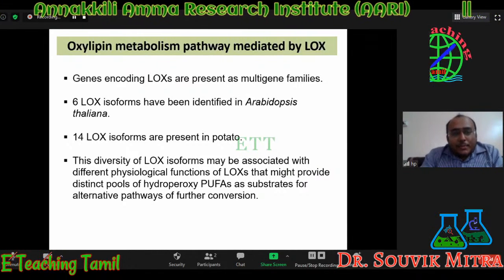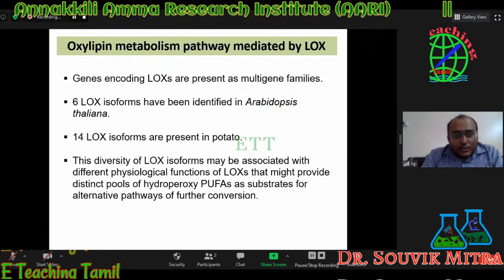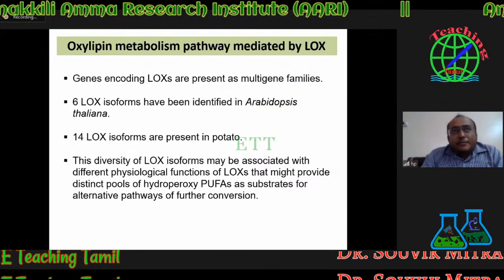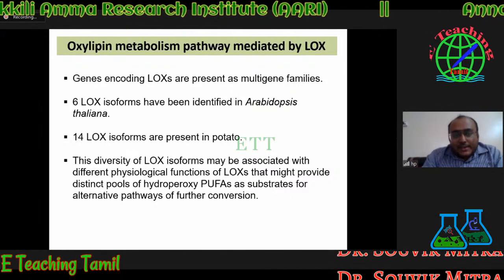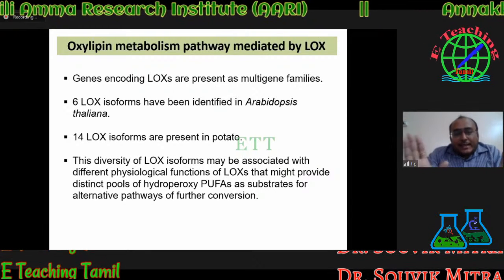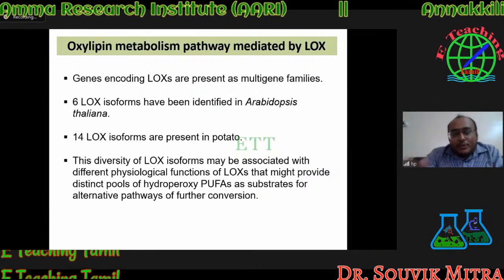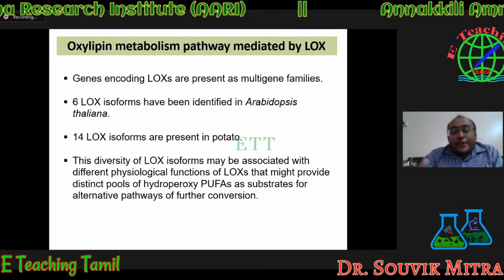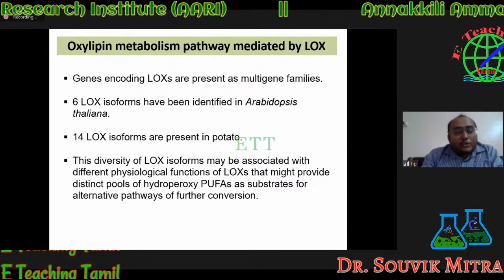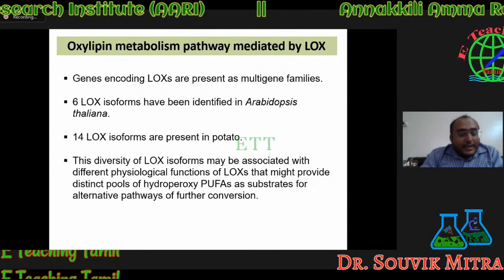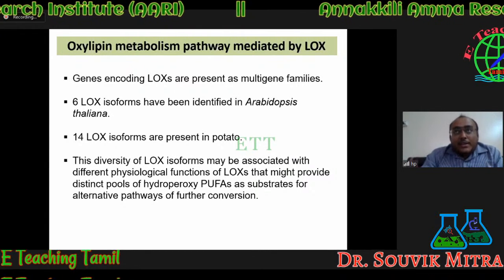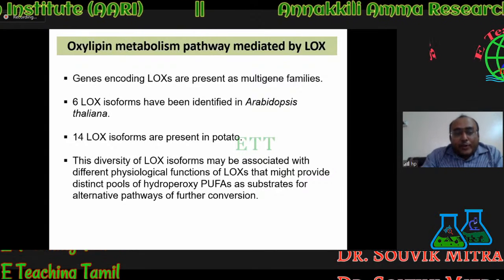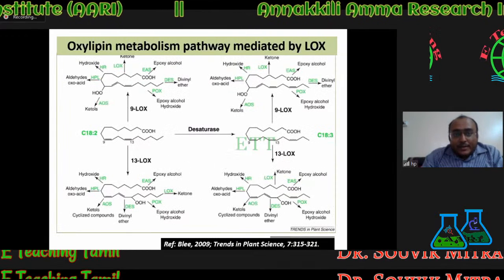This slide is all about the isoforms of LOX, isoforms of lipoxygenase genes. What I have told is that there can be different isoforms of this lipoxygenase gene. Now these genes of this lipoxygenase enzyme are basically members of multigene families. So in different plants there can be different isoforms of this gene. Like in case of Arabidopsis thaliana, you can get 6 isoforms of lipoxygenase. In case of potato, you can get 14 isoforms of lipoxygenase.